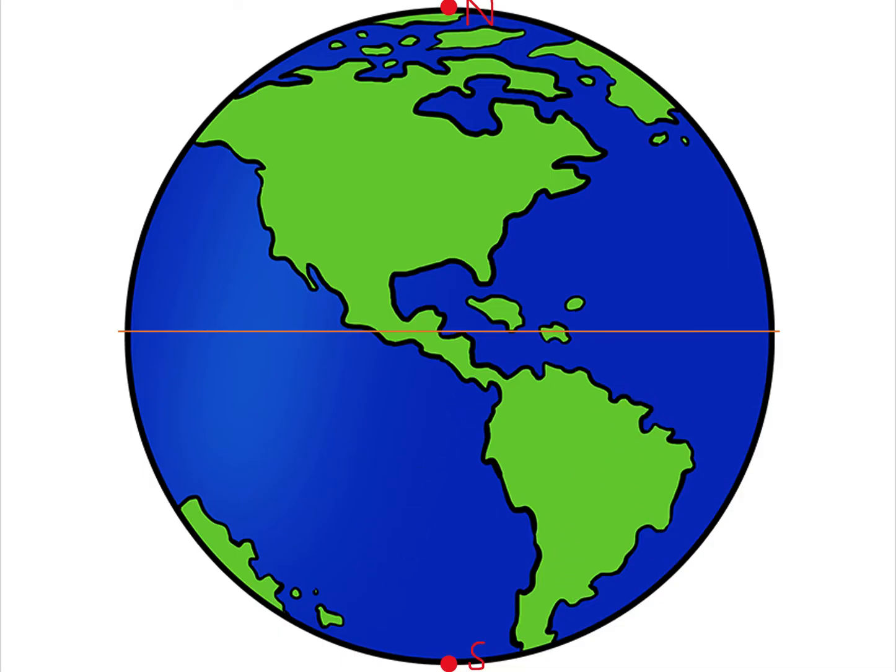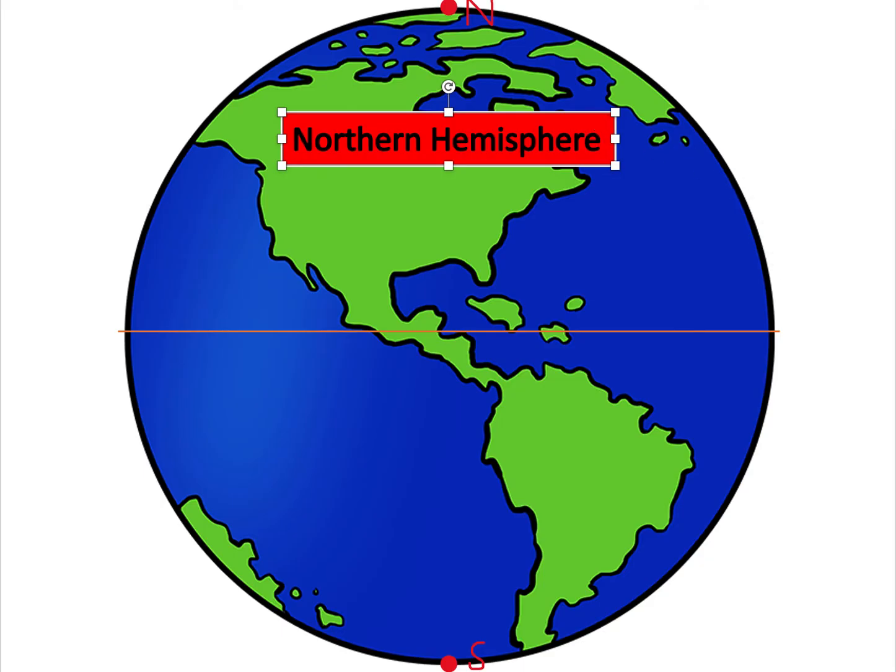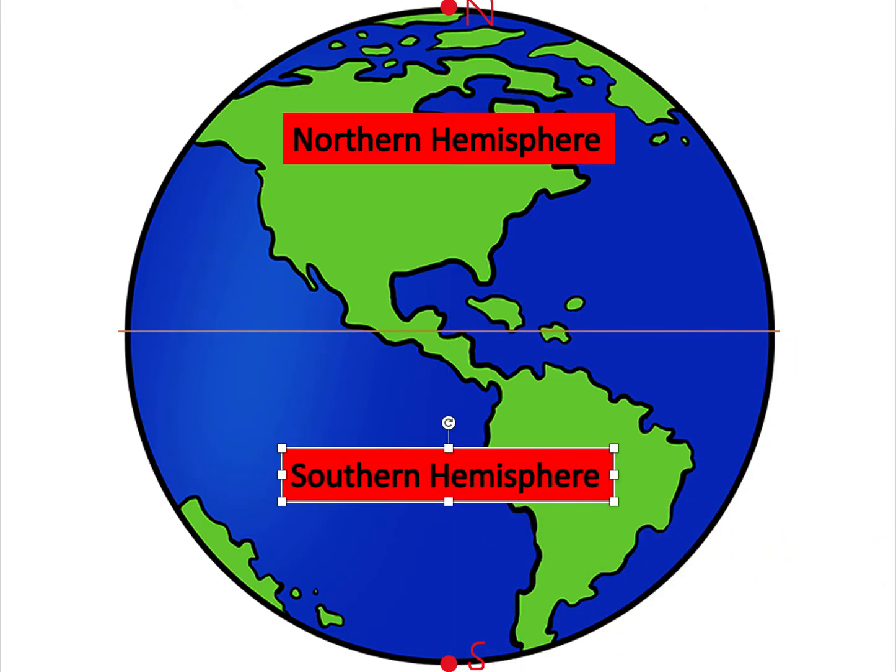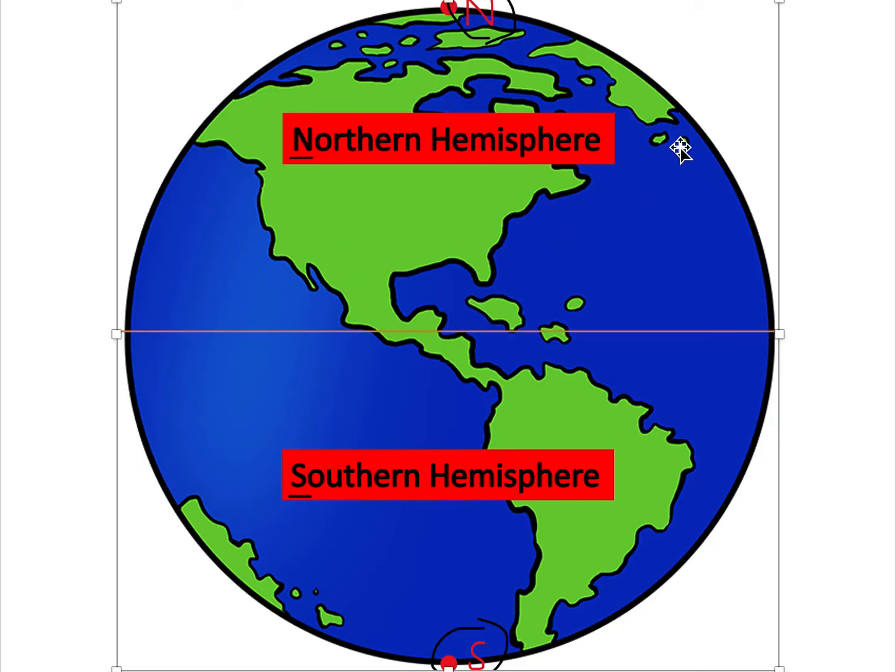So I'm just going to label these right here. This is the northern hemisphere and the southern hemisphere. And we can remember that because we have an N for north and an S for south. So the hemisphere is all of this space. All of the space on the top of the imaginary line is the northern hemisphere, and the bottom of the imaginary line is the southern hemisphere.